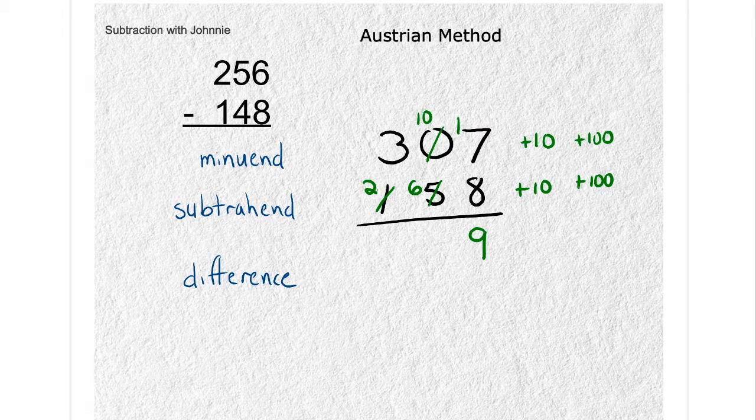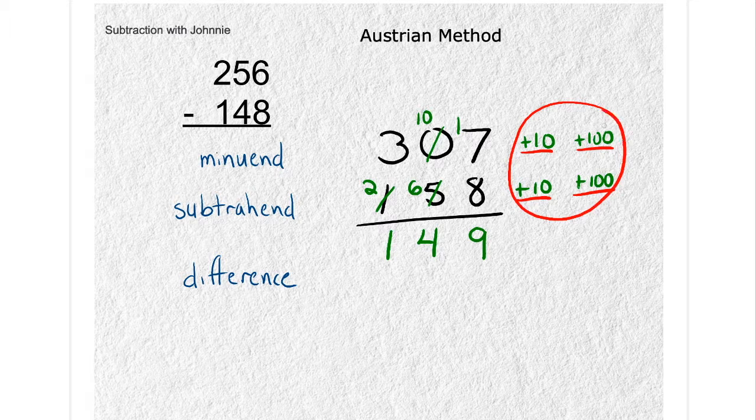10 tens minus 6 tens gives us 4 tens. 3 100s minus 2 100s gives us 1 100, 149. And again, if we look at how we've added over here, this 10 will subtract out this 10, this 100 will subtract out this 100, and there's no effect in the difference.